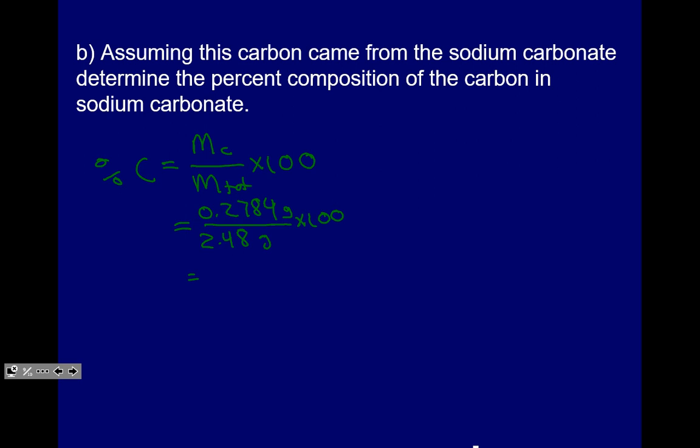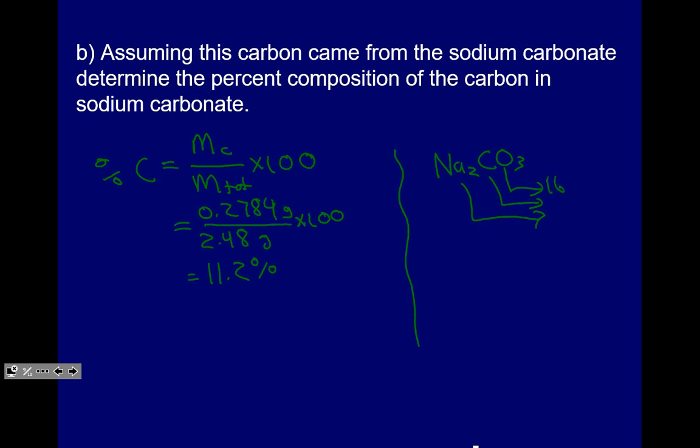Oh, did you get a number, Vanessa? 11.2. Do we like 11.2? 11.2%? It's at the beginning of the question. That's how much sodium bicarbonate we started with, right? That's the total mass. There is a way to check it. I hope I made the question up properly. In the end, in the experiment, we're going to get you to determine what it is from theoretical values. Let's do that just quickly.